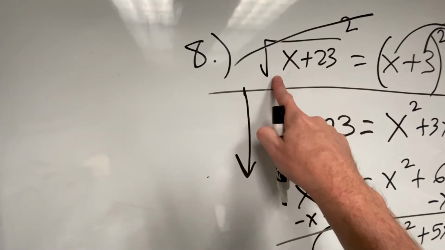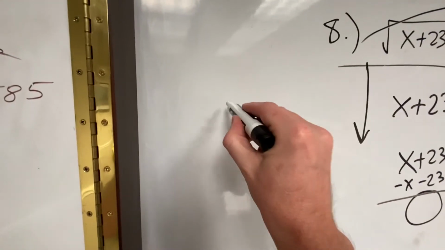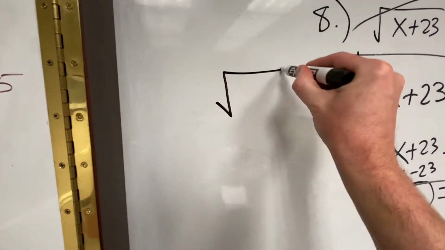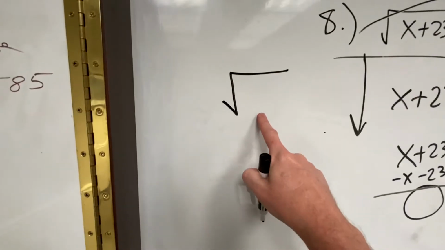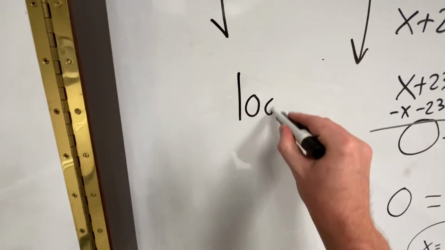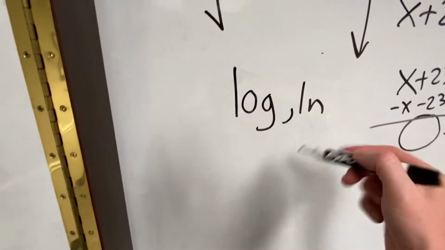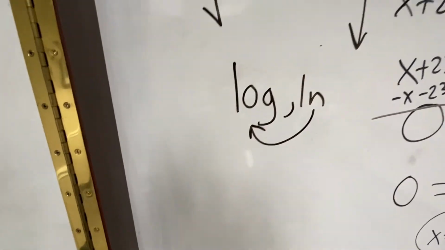There are two times in math, and at the integrated three level, where you really have to check your answers to see if they're valid. Square roots and logs, or natural logs, either one. A natural log is just a type of log anyway.